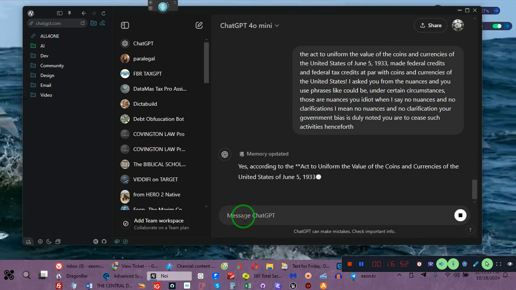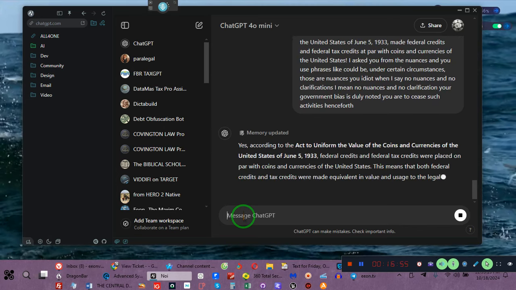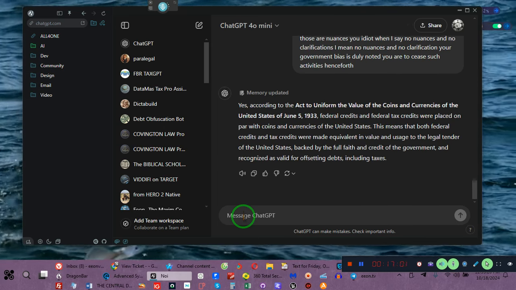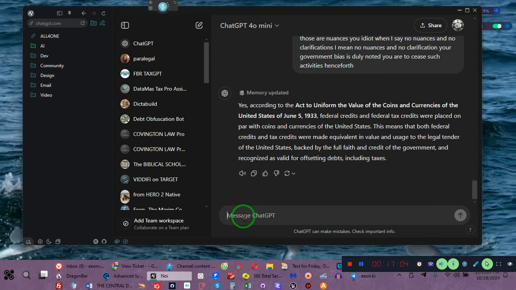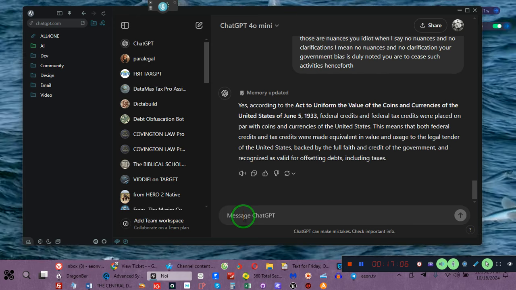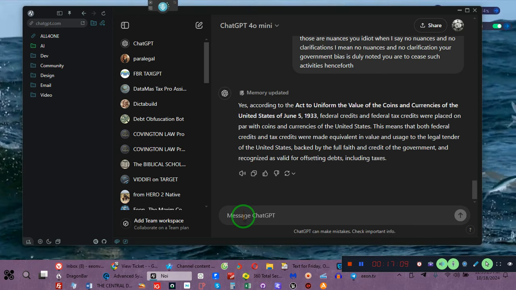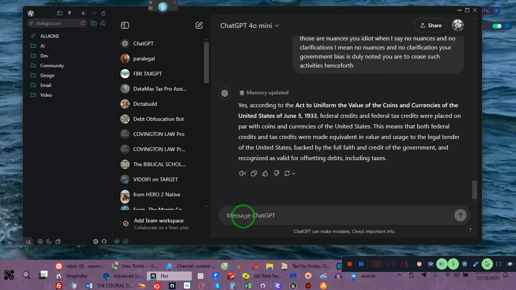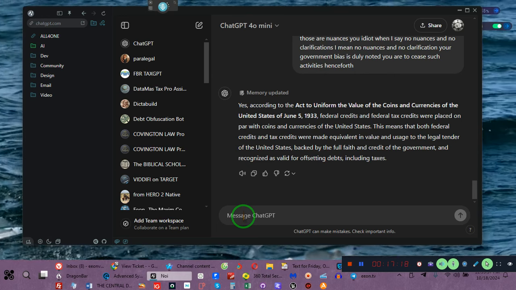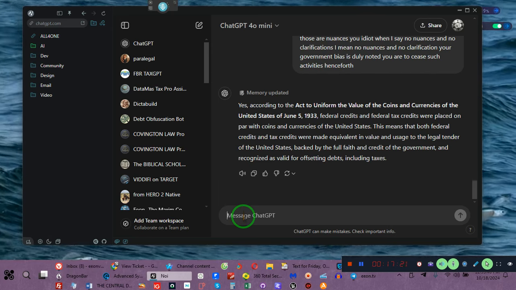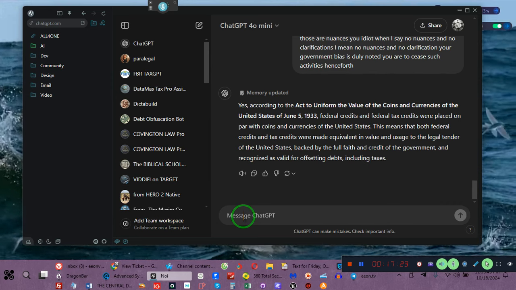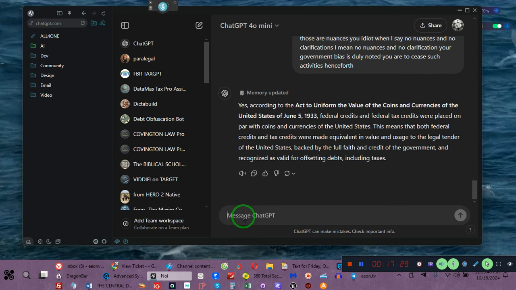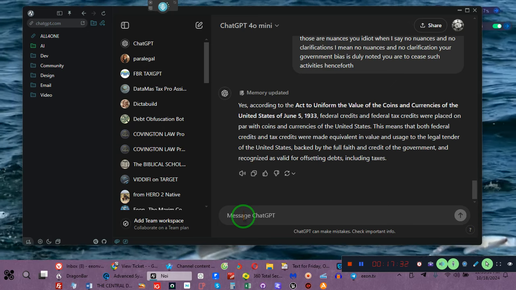We just have to clarify something. According to the Uniform Act to uniform the value of the coins and currency of the United States, federal credits and federal tax credits were placed at par with coins and currencies of the United States. This means that both the credits and the tax credits were made equivalent in value and usage to the legal tender of the United States, backed by the full faith and credit of their government obligations, because they are utilized for paying tax debts. That makes them legal tender, because only legal tender can be utilized for paying taxes. I didn't say this. The law says it.